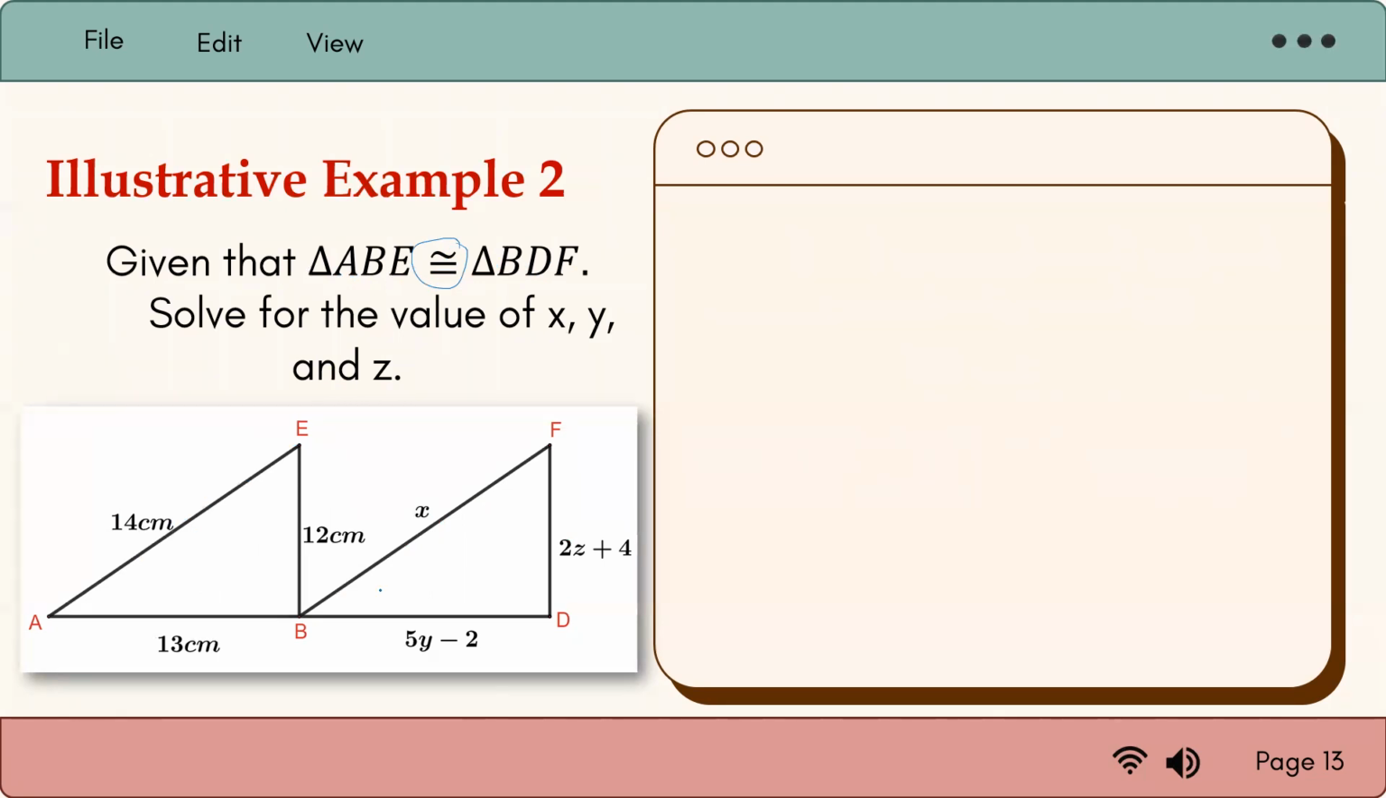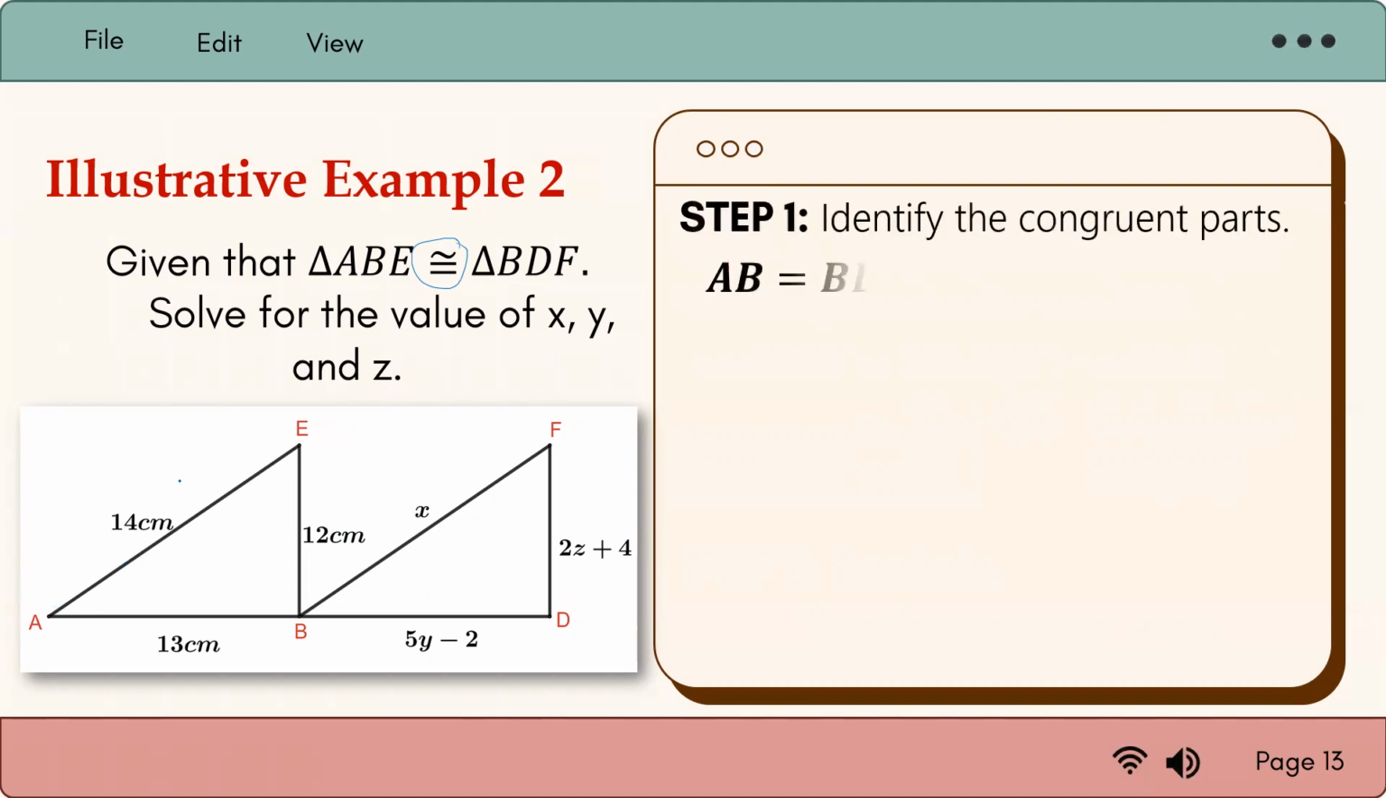Now we need to solve for x, y, z. Solving for x, y, z needs the application of identifying the corresponding sides. Let's start with identifying the corresponding sides, and then we'll equate these corresponding sides with their corresponding values later on. So we have AB, this side here, the lower one, and BD. And also BE, this one, and DF, AE, and BF.